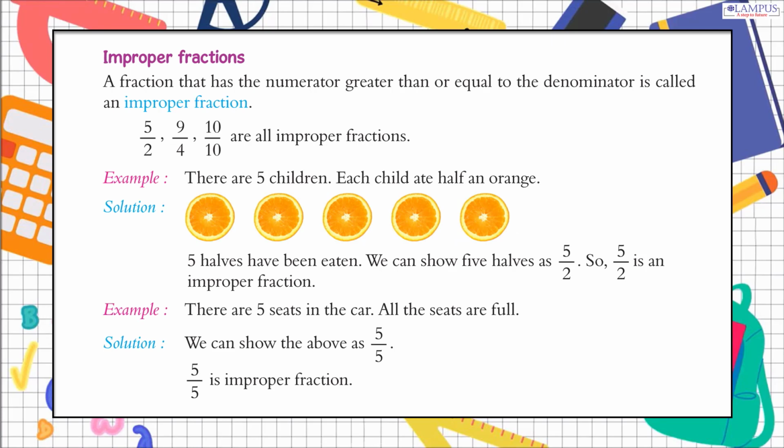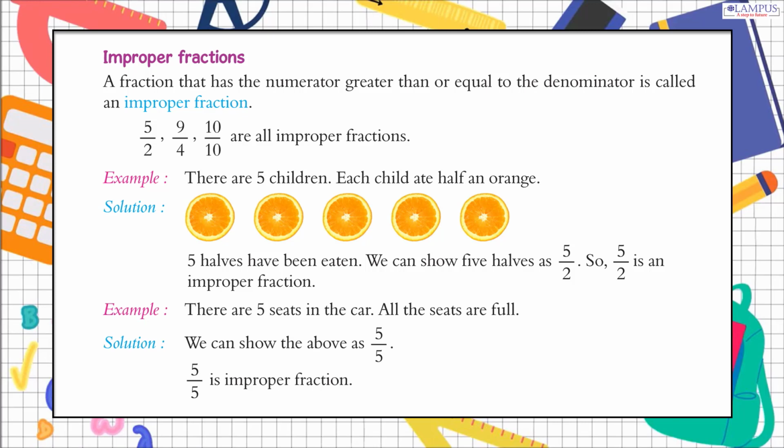Improper fractions. A fraction that has the numerator greater than or equal to the denominator is called an improper fraction. 5 by 2, 9 by 4, 10 by 10 are all improper fractions. Example: there are 5 children. Each child ate half an orange. Solution: 5 halves have been eaten. We can show 5 halves as 5 by 2. So, 5 by 2 is an improper fraction.